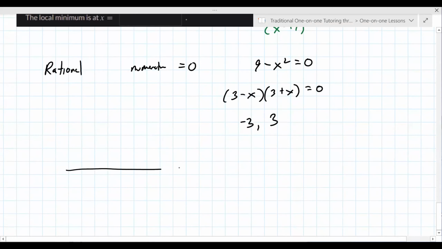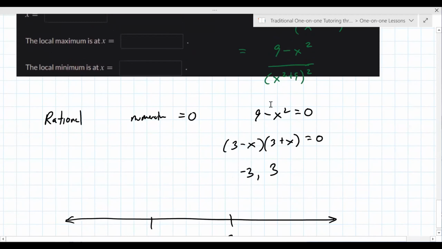Oh, okay, so these x's will just be 3 and -3. Yep, for the x's. And so now we've got to test points, but we've got to test them back in this (9 minus x squared) over (x squared plus 9) squared.